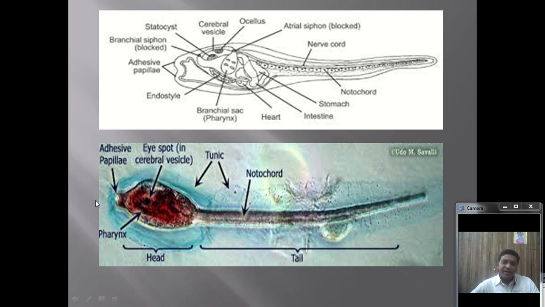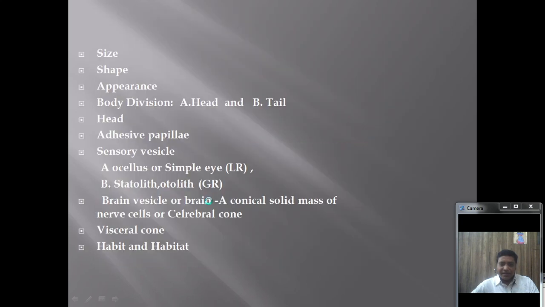Now after that, at the adhesive papilla, there are two important organs which are seen. One is called the eye spot, and the other is called the cerebral vesicle. In the next slide I will show you. We see the size of the larva, the shape of the larva, and the appearance of the larva.